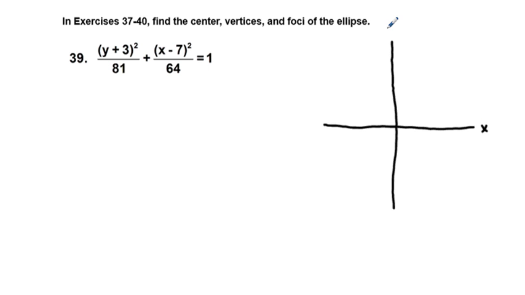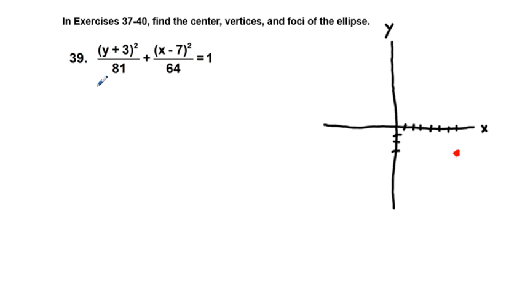We have the x, y coordinate plane, and we're going to have y plus 3. Well, y plus 3 is going to be down. Remember, we had y minus k. So to get y plus 3, we have to have y minus negative 3. So our center is going to be located at y equals negative 3, and x equals 1, 2, 3, 4, 5, 6, 7. So at 7, comma, negative 3 is where we find the center of our ellipse.